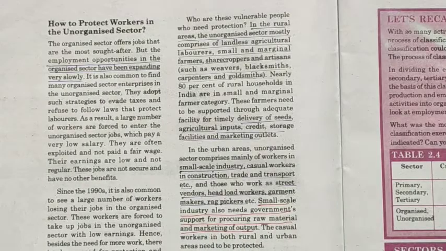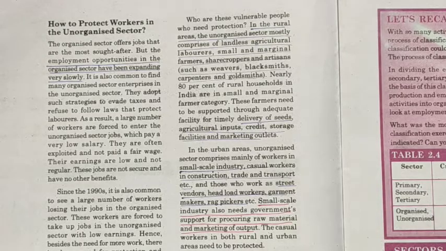Here, the small farmers, who comprise 80% of the rural households, should be supported in procuring seeds, agricultural inputs, credit, storage facilities, and marketing outlets. And in urban areas, government can help small-scale industry in procuring raw material and marketing outputs or goods. So the interests of the casual workers in rural as well as urban areas must be protected by law.